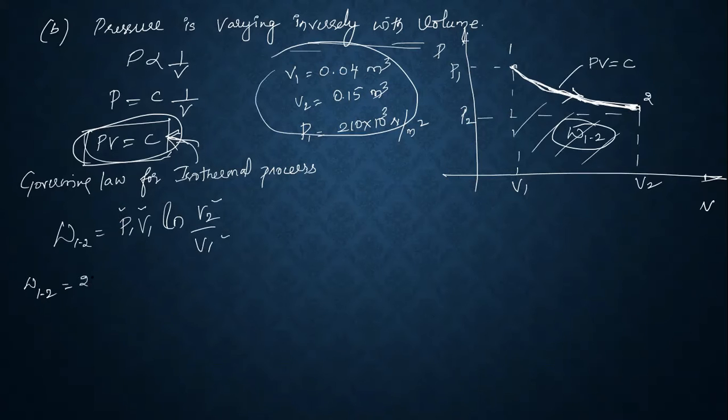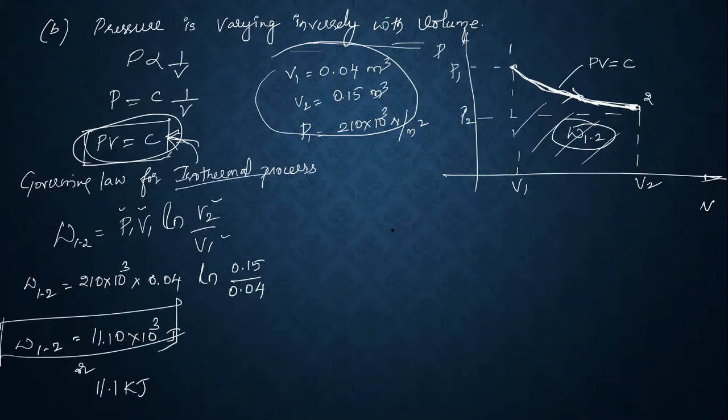Therefore, W1 to 2 is equal to P1, that is 210 into 10 to the power of 3, into V1, that is 0.04, ln V2 0.15 divided by V1 0.04. Now W1 to 2, after substituting all the values of pressure and volume, you get 11.10 into 10 to the power of 3 joules. Or else you can write 11.1 kilojoule. This is the amount of work in an isothermal condition calculation.